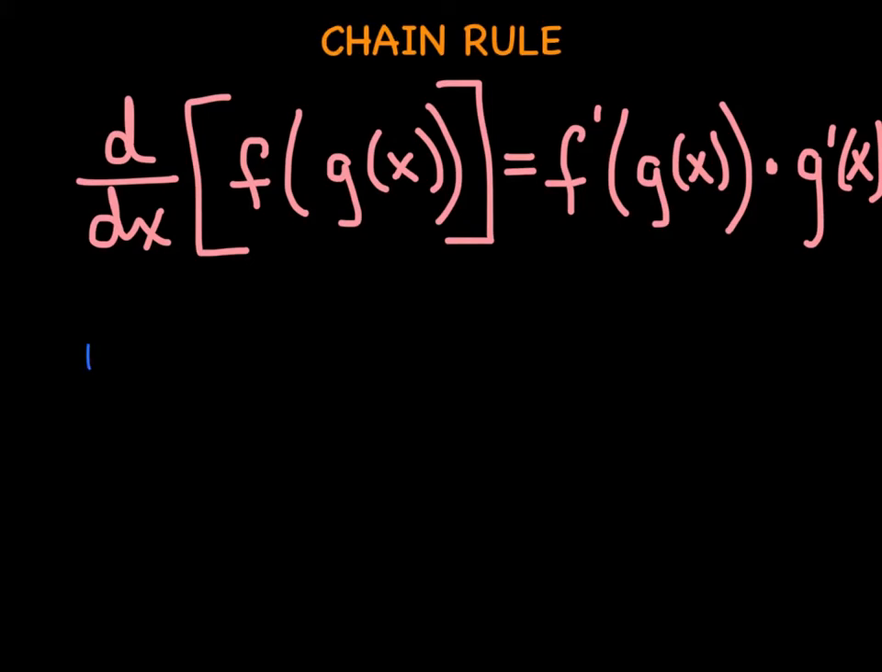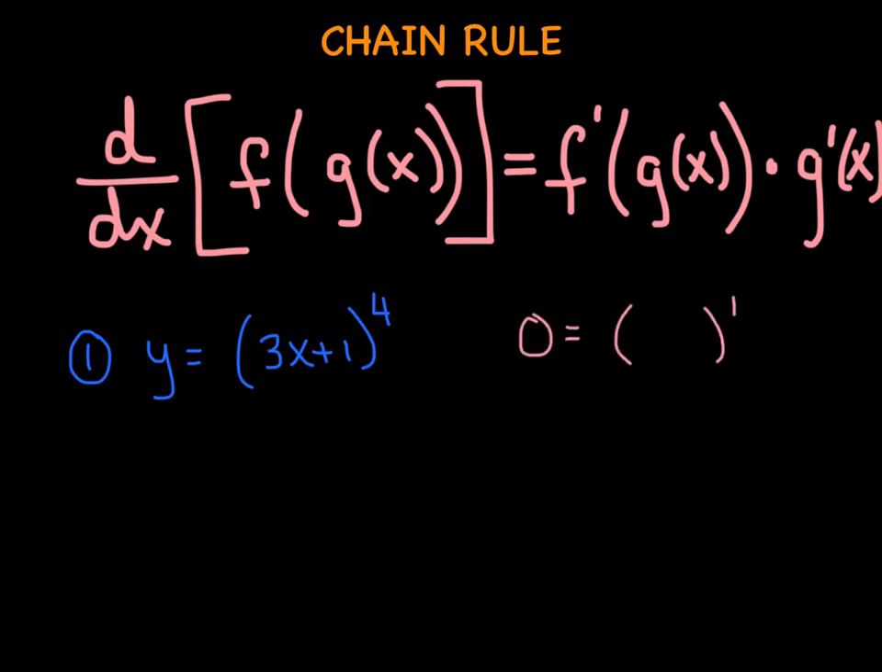A couple of these first examples are going to be really basic, just to get our feet underneath us and to make sure we all agree on the process here. I want to take the quantity 3x plus 1 and then we'll raise it to the 4th power. As far as identifying the inner and the outer, the outer function is this quantity raised to the 4th, and my inner function is that 3x plus 1.